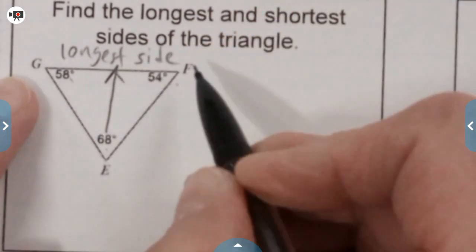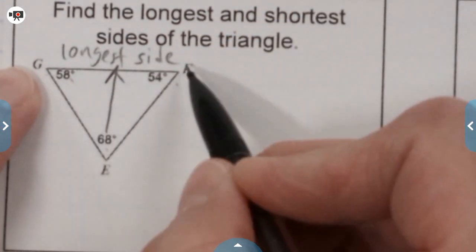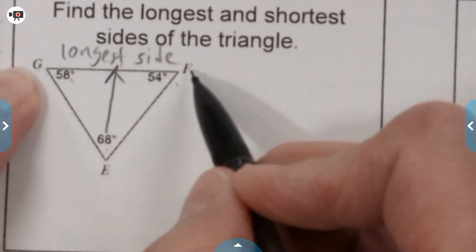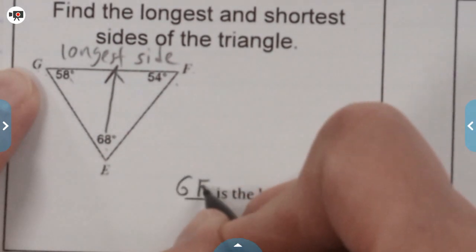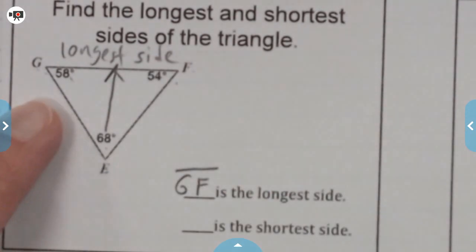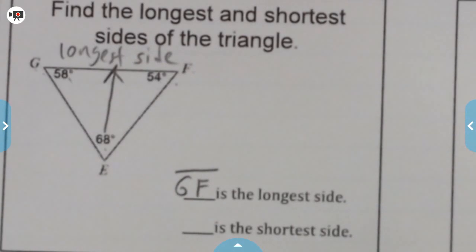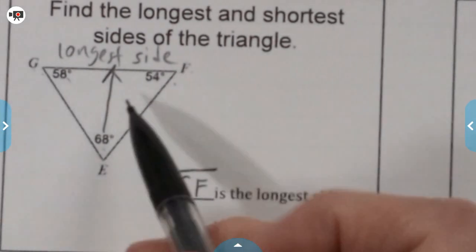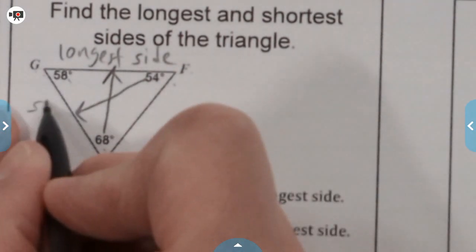And then I have to be able to name that side. So G and F are the endpoints, so I put G and F with a segment bar over the top. So GF is the longest side because 68 is bigger than 58, and it's also bigger than 54. Okay, so to find the shortest side, we're going to find the smallest angle. So the smallest angle is 54. We go across. That means that this is the shortest side over here.